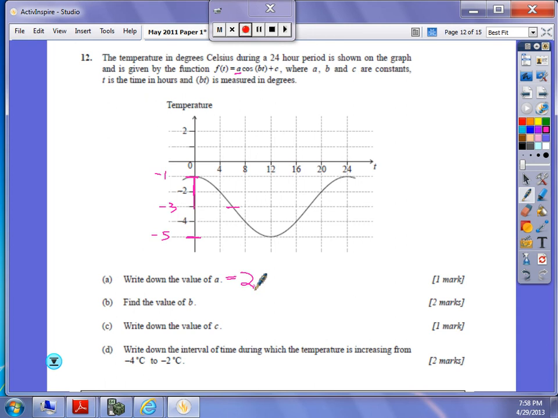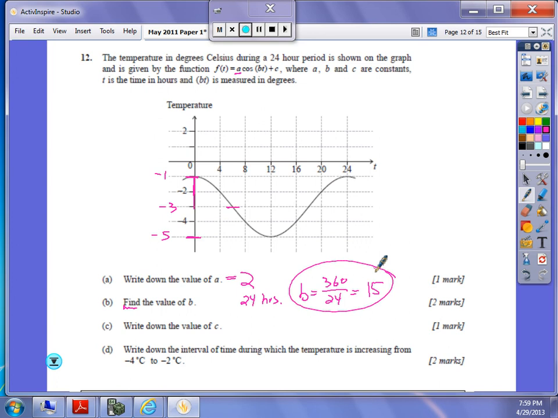Now b is the frequency of the graph, and it's related to the period. So if you remember that the period is the distance it takes to go one full cycle, we know that our period here is 24 hours. And we know that the b value is equal to 360 over the period. And so in this case, 360 over 24 is equal to 15. And then, see this little word "find" right there? They want to see you doing that calculation.